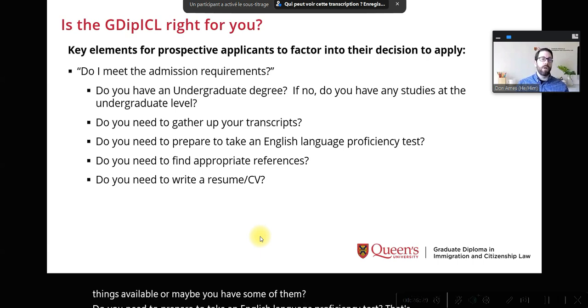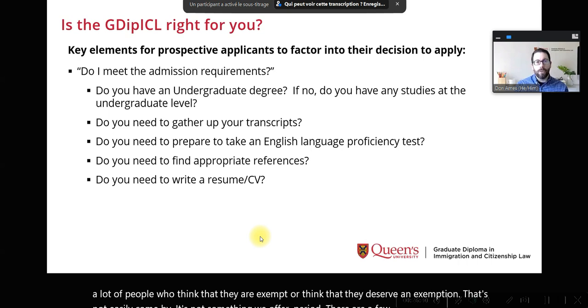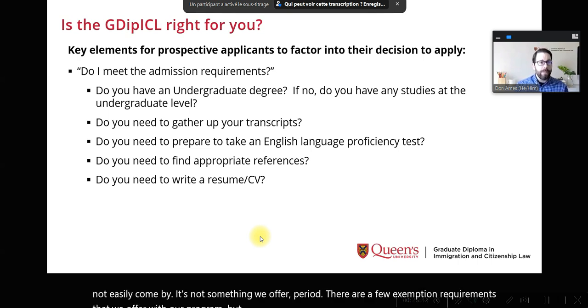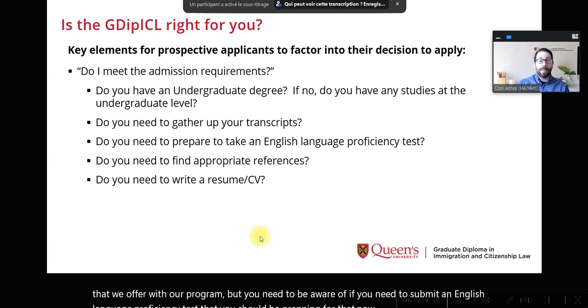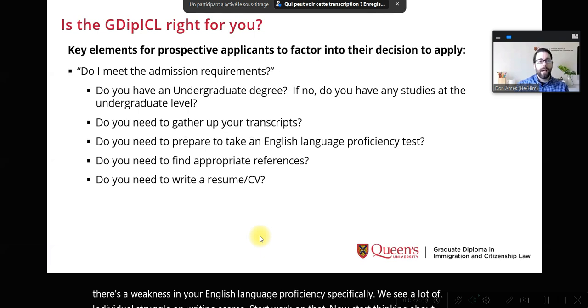That's a huge one. There's a lot of people who think that they are exempt or think that they deserve an exemption. That's not easily come by. It's not something we offer, period. There are a few exemption requirements that we offer with our program, but you need to be aware of, if you need to submit an English language proficiency test, that you should be prepping for that now, especially if you think that there's a weakness in your English language proficiency. Specifically, we see a lot of individuals struggle on writing scores. Start work on that now. Start thinking about those requirements now.